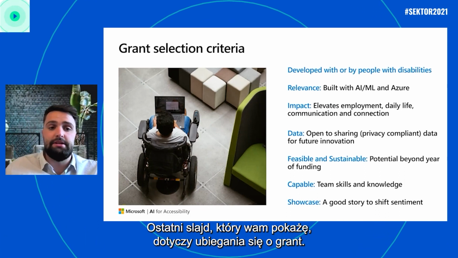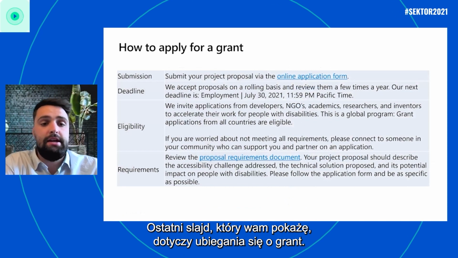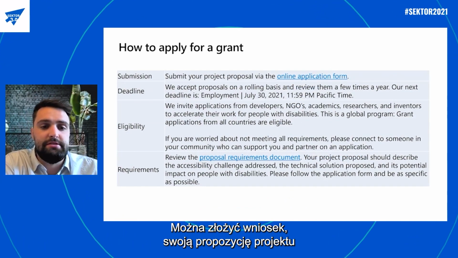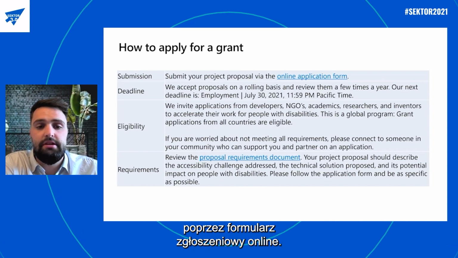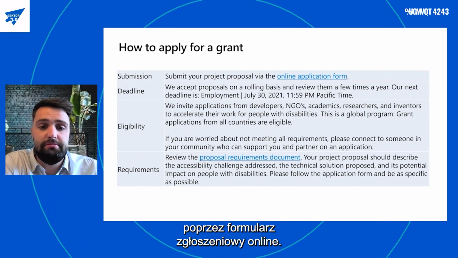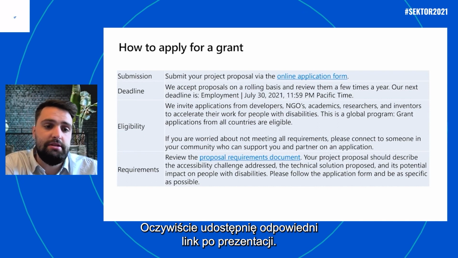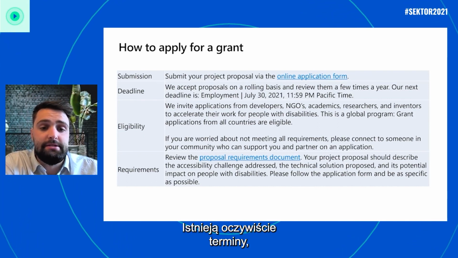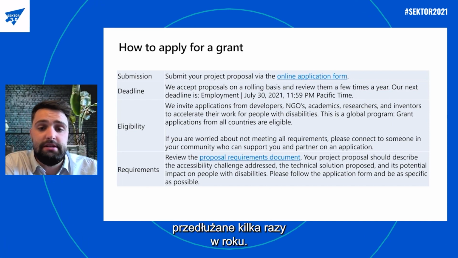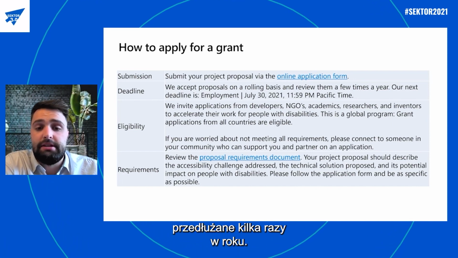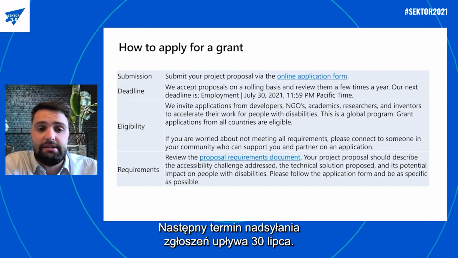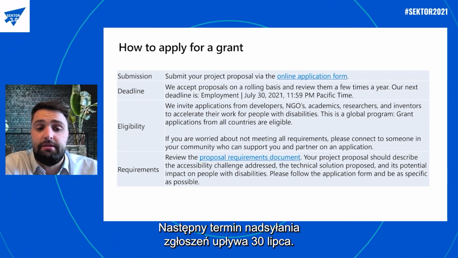So the last slide I'm going to show you is how to apply for a grant. So there's submission. So submit your project proposal via the online application form. The link will be shared naturally. Then there's, of course, a deadline. So these are rolling basis. So they will be extended a few times a year. Next deadline is July 30th.